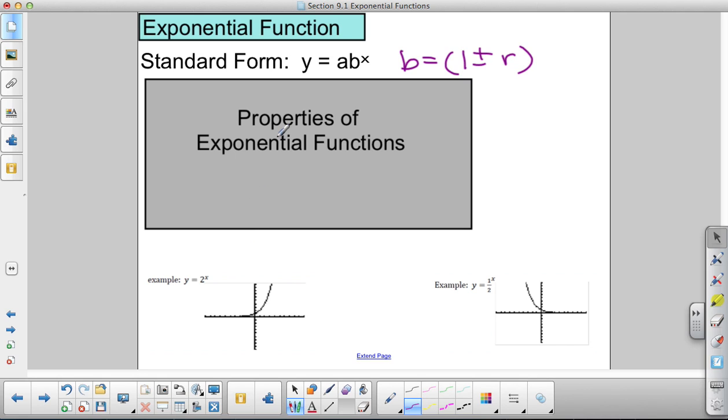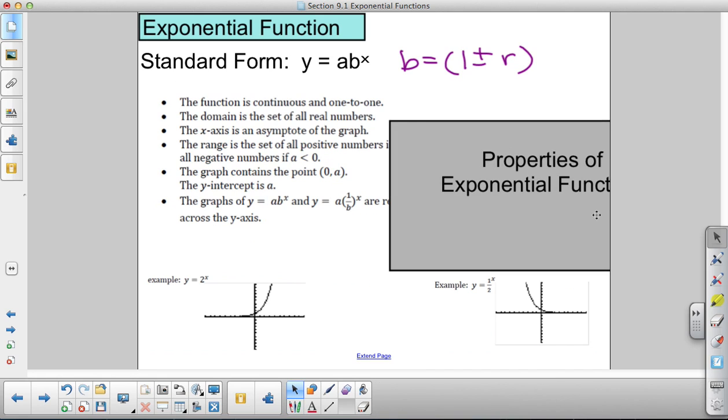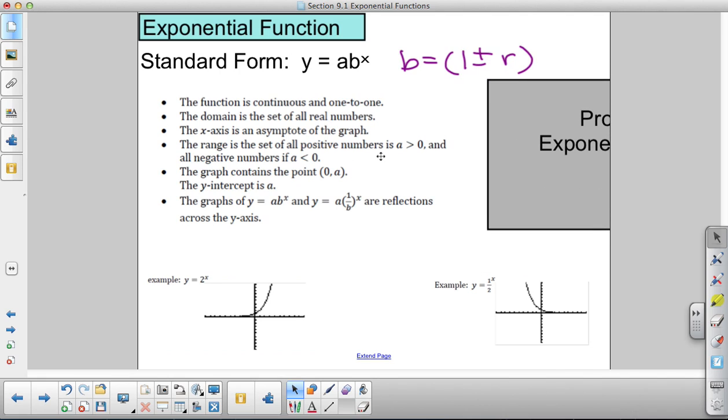Some other properties of exponential functions: the function is continuous and one-to-one. Remember, to be continuous, you keep your pencil down, you don't ever pick it up. So exponential is continuous, and one-to-one means that for each input, you only have one output. If I plug in 5 and I get out 2, I won't plug in 5 and get out another number. So one-to-one. There is only one x value for every y value. The domain, which is our x values, is the set of all real numbers. So you can plug all kinds of values into there.